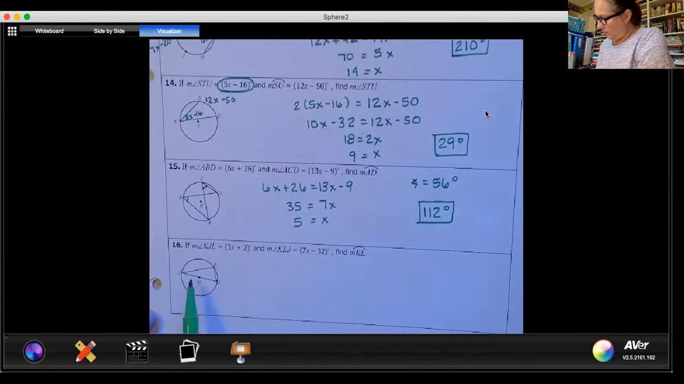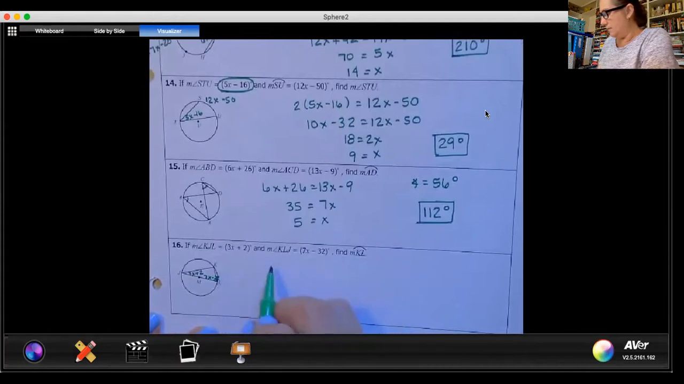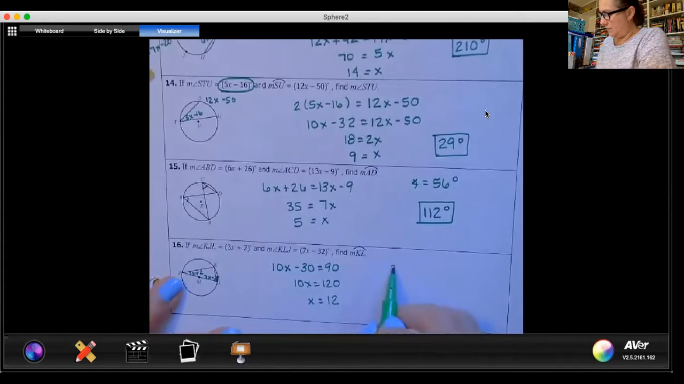And angle KJL is 3x plus 2. KLJ is 7x minus 32. Find arc KO. So we're going to add those two up equal to 90. So 10x minus 30 equals 90. 10x is 120, so x is 12. So we're going to find KJL. So 3 times 12 plus 2 is 38, and 38 times 2 is 76 degrees.